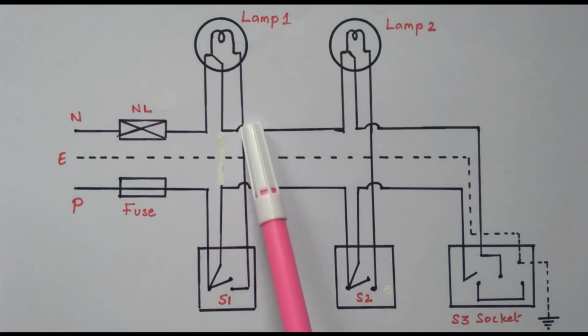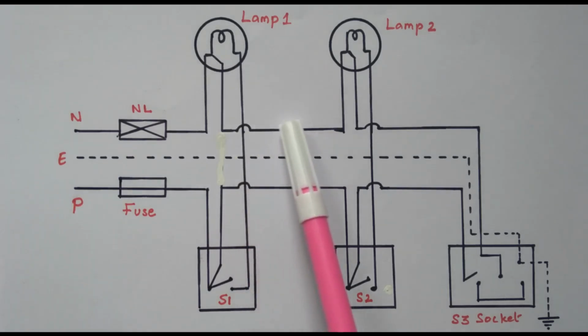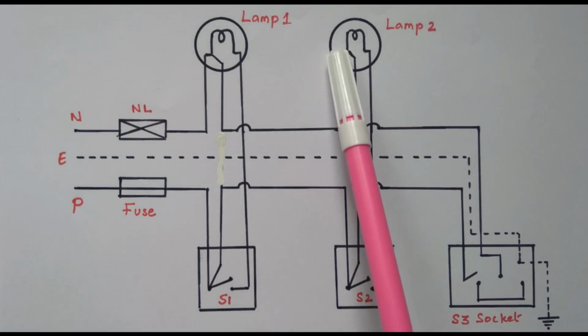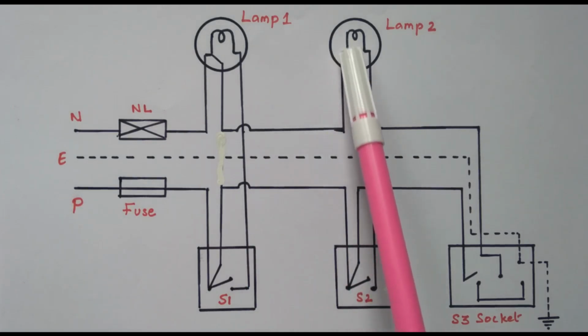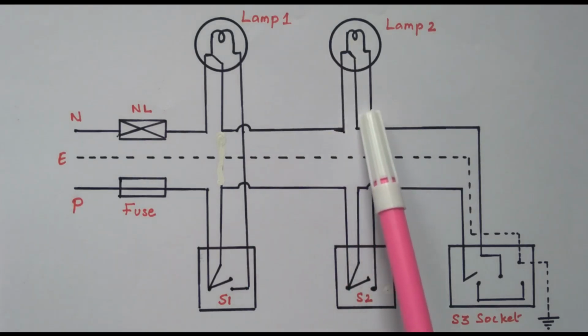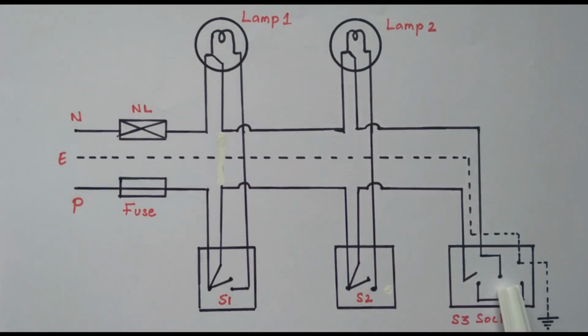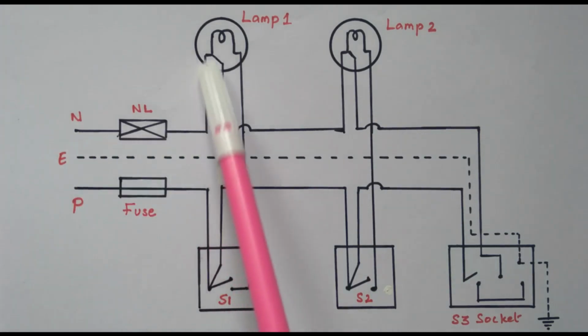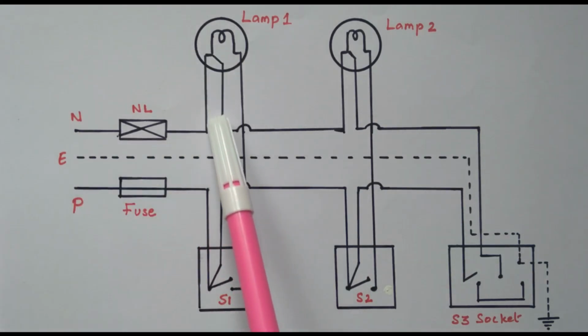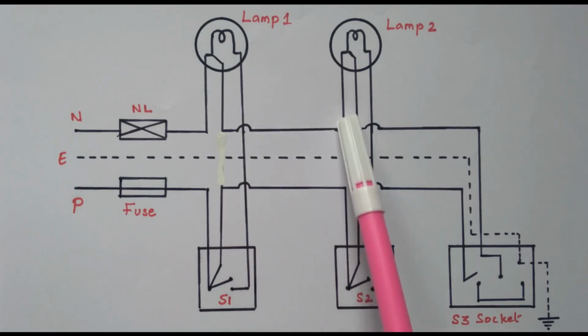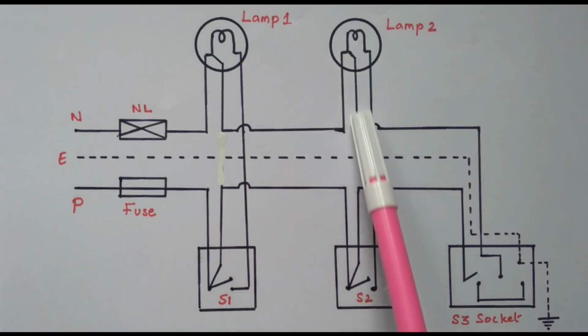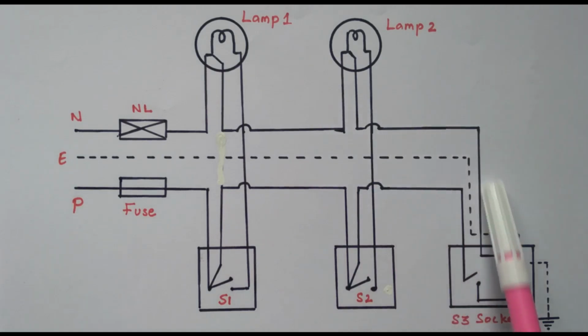This symbol indicates there is no connection. This neutral is given to the second lamp. Again a tapping is taken from that. There is no connection. Then it is given to the neutral of the socket. So this neutral is connected to lamp 1. Again one wire is run, and that wire is connected to lamp 2. Again one more wire is run, and that connects to the neutral of the socket. Now the neutral connection is over.